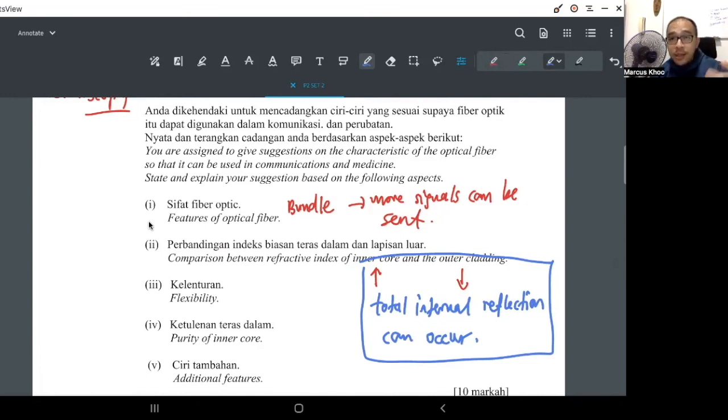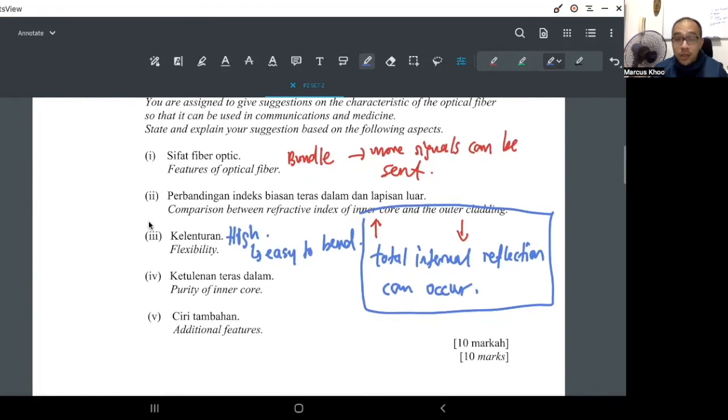Flexibility has to be high. Why high flexibility? Because it has to enter inside your mouth to go inside your intestines. If it is so hard, the moment it enters your esophagus it will break. So we don't want that to happen. We want high flexibility so that it is easy to bend. It's soft, but it is strong. It's not soft and easy to break. It's easy to bend, but it doesn't break easily.